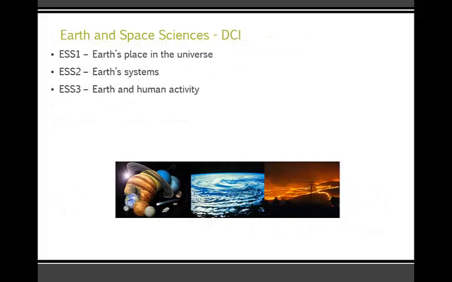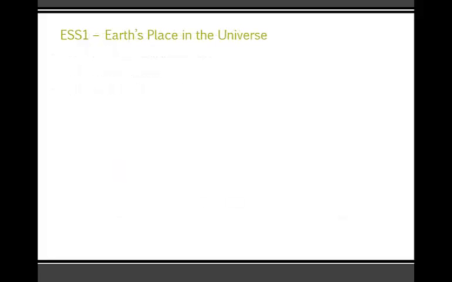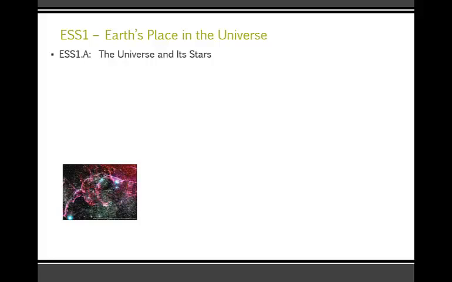That takes us to Earth and Space Sciences, which is the third grouping of DCIs, and that has 3 disciplinary core ideas in it: Earth's place in the universe, Earth systems, and Earth and human activity. So Earth's place in the universe, the overarching question is what is the universe and what is our place in it? ESS1A is about the universe and its stars and really addresses the question of what is the universe and what goes on in its stars.